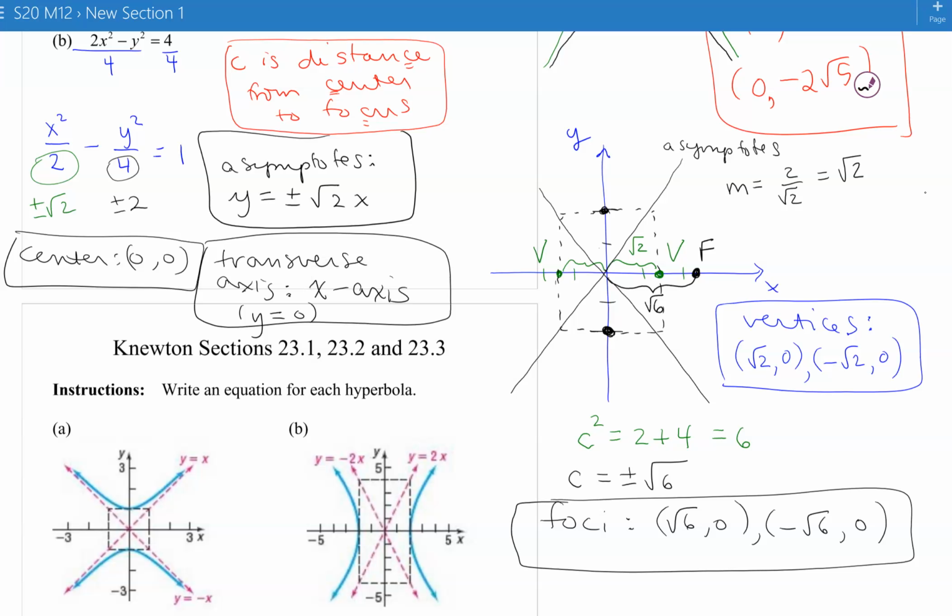And then I can draw my graph. It needs to touch the vertices and approach the asymptotes. Touch the vertices and approach the asymptotes. And there we go. So I'm going to pause here and make another movie so that they stay nice and short.